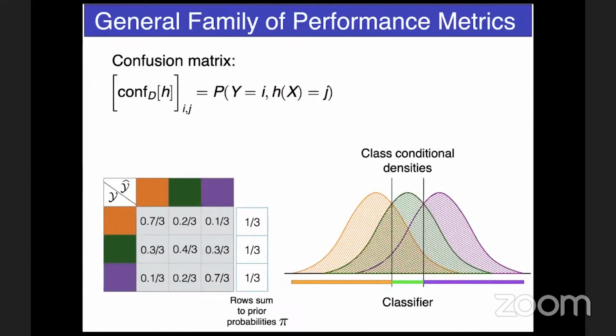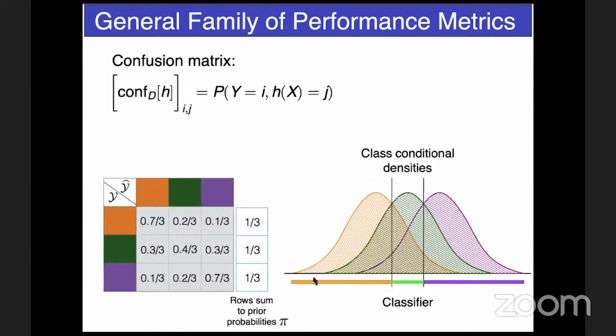So what is the confusion matrix? For people who don't know, I'm just going to give a brief example. Let's say you have a simple 3-class problem here. So you have 3 classes: the orange class, the green class, and the purple class. And it's a one-dimensional instance space. So the orange class is Gaussian with the center at some point, and the green class is also Gaussian with some other center, and the purple class is also Gaussian with some other center, right? So this is the situation you have here.